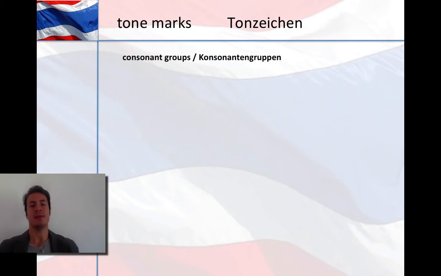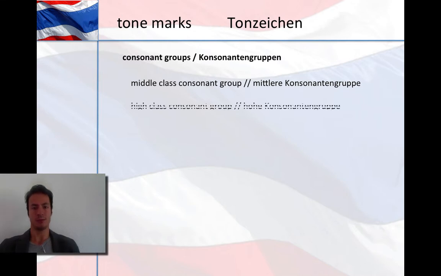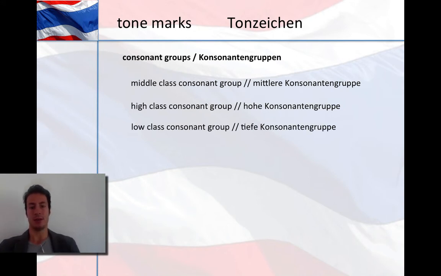So far we know that there are 3 different consonant groups in the Thai language. Bis jetzt wissen wir, dass es 3 Konsonantengruppen gibt im Thai. Die mittleren, die tiefen und die hohen Konsonanten. Middle class consonants as the first group, die mittlere Konsonantengruppe. High consonant group, hohe Konsonantengruppe. And the low consonant group, die tiefe Konsonantengruppe.